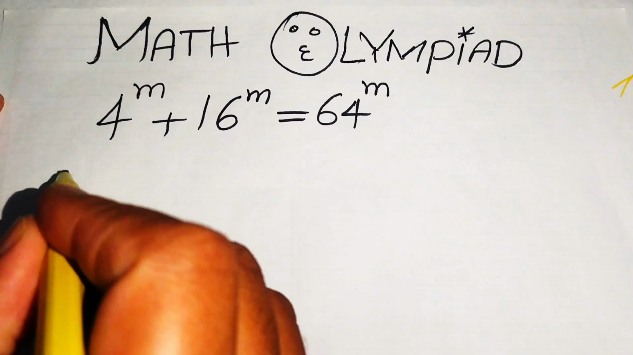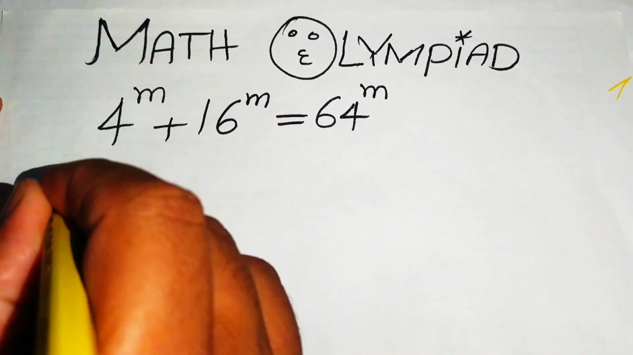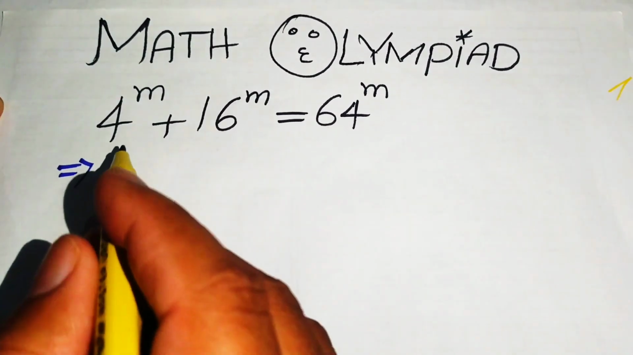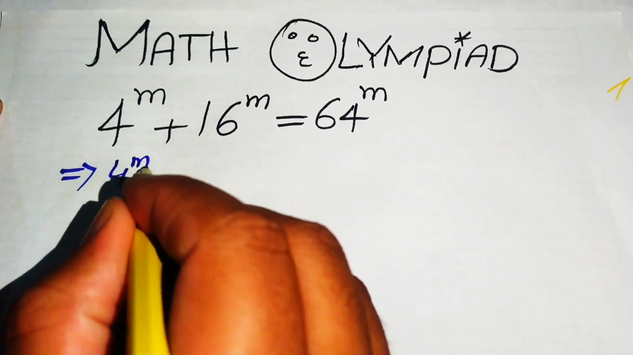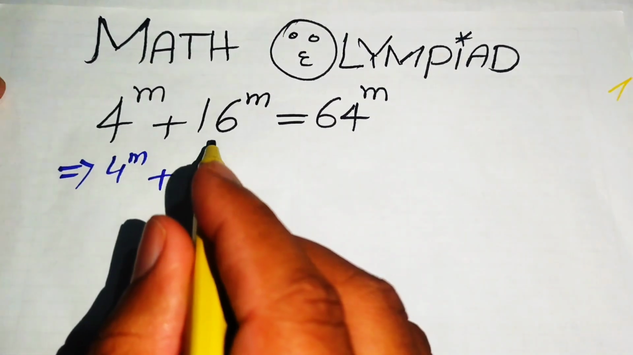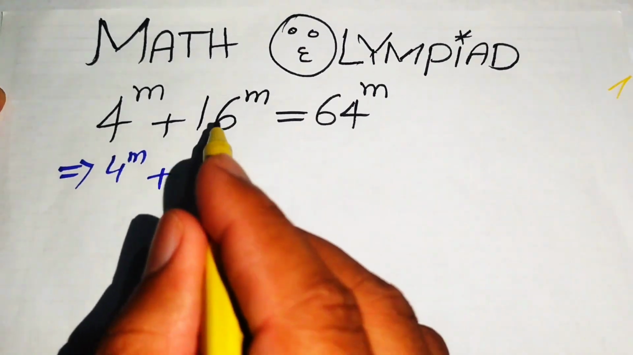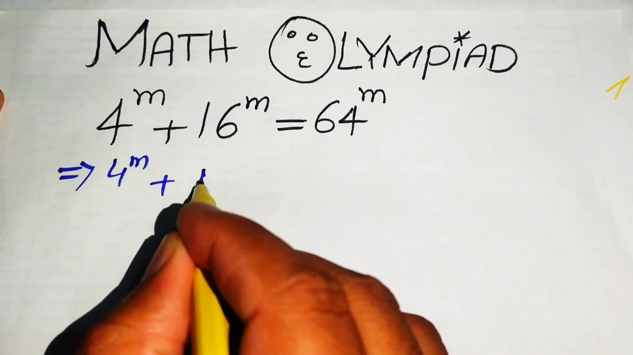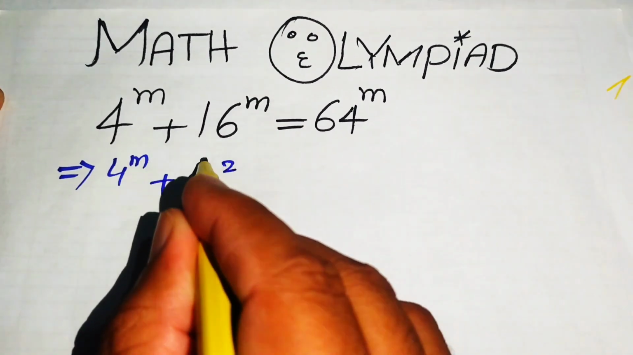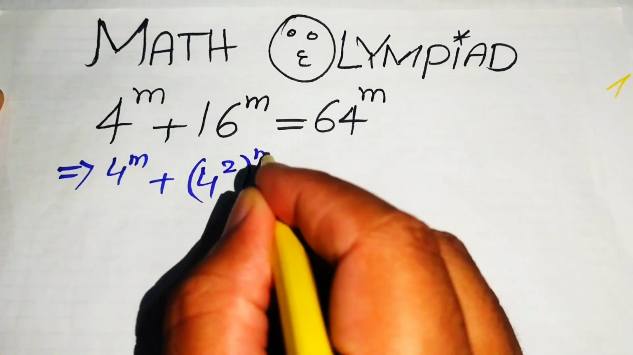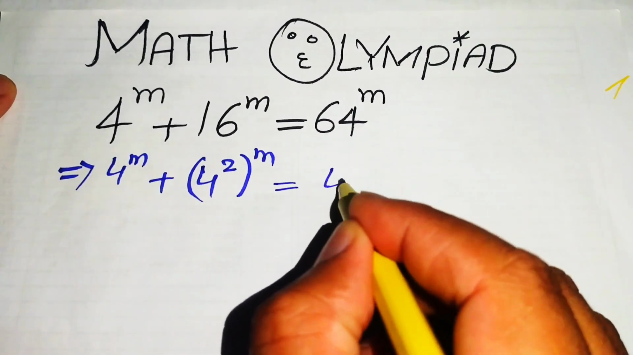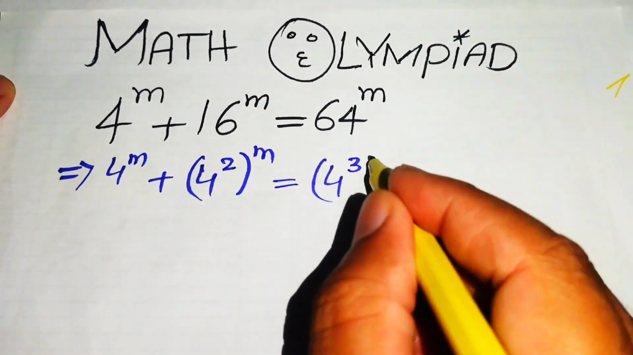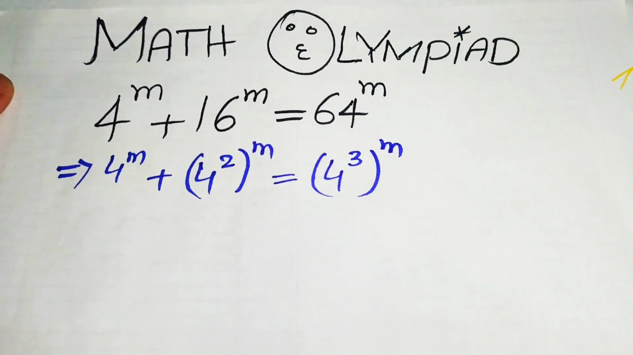So the very first step we are going to do is rewrite this equation. We write the first term as it is, 4 to the power of m, plus 16 to the power of m, and we know that 16 equals 4 squared and its whole power m, equals 64, and we write the 64 as 4 cubed and its whole power m.